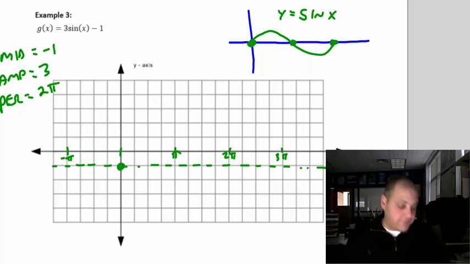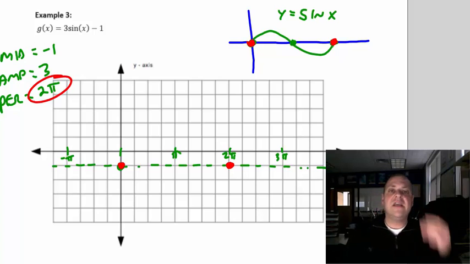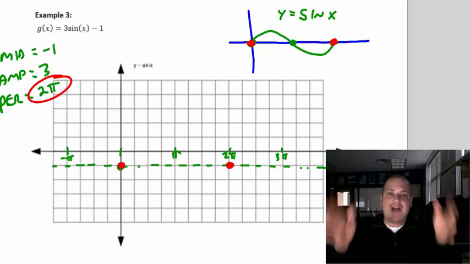Now, what does the sine function do? Starts at 0, 0 and ends at the midline. Starts at the midline, ends at the midline. Got it? Okay? How do I know it ends there? Because my period is 2 pi. So whatever the period says, that's where it's going to end.